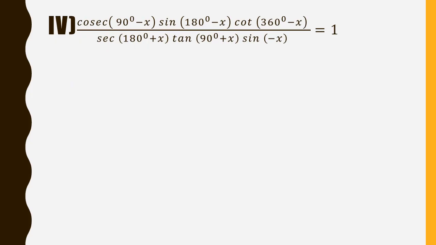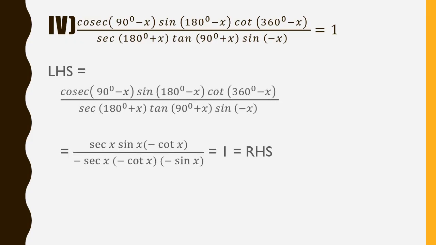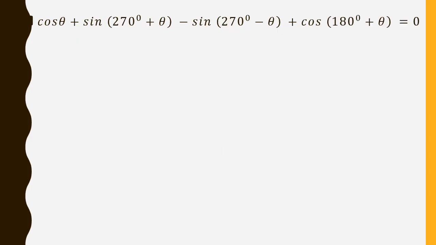In a similar way, you can apply this. Pause the video and check whether you are getting 1 or not. So here we substitute all the corresponding values and the signs, cancelling everything, we get 1. Try this one.